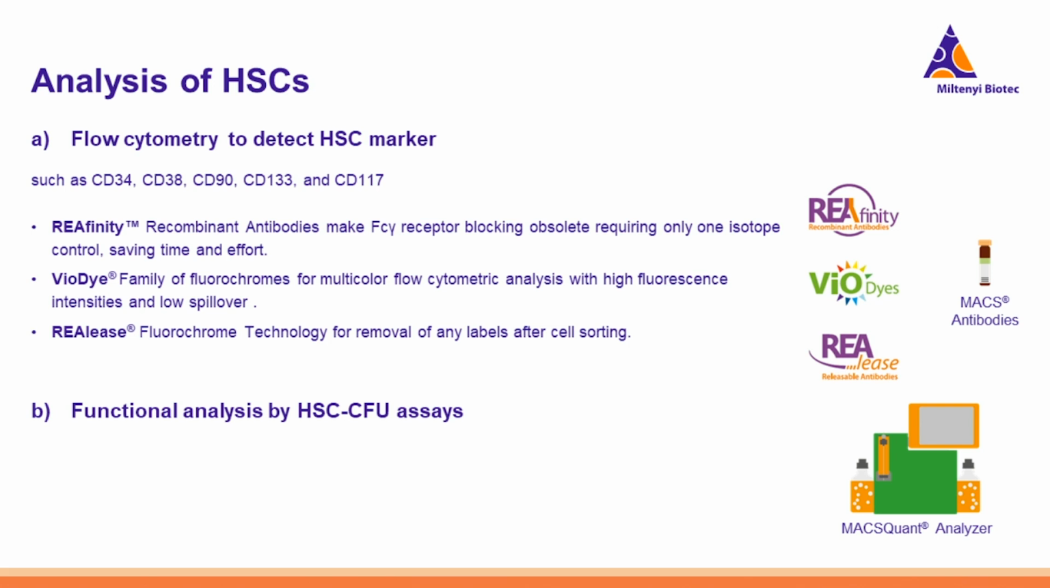HSCs are routinely analyzed by flow cytometry based on various extracellular and intracellular markers. We at Miltenyi Biotec offer a wide range of unique and standard monoclonal antibodies for research of HSCs and progenitor cells, including CD34, CD38, CD133, and so on. Our REAffinity recombinant antibodies do not require Fc receptor blocking. Additionally, they all have the same isotype, and therefore fewer isotype controls are required. This saves time and effort.